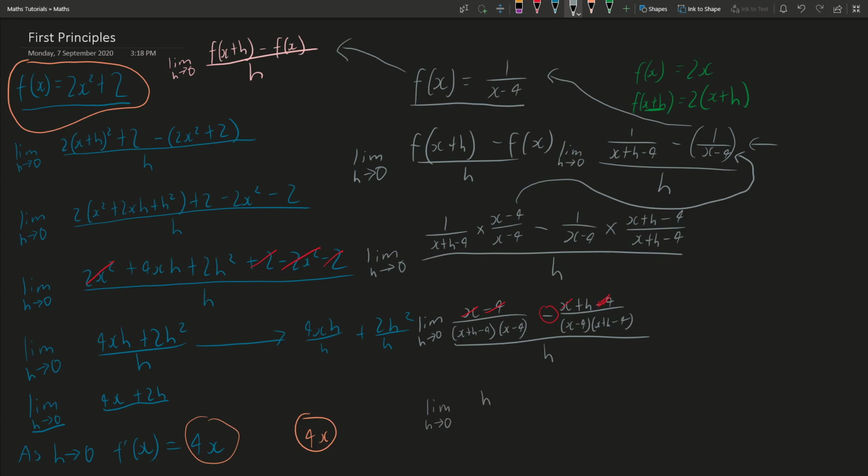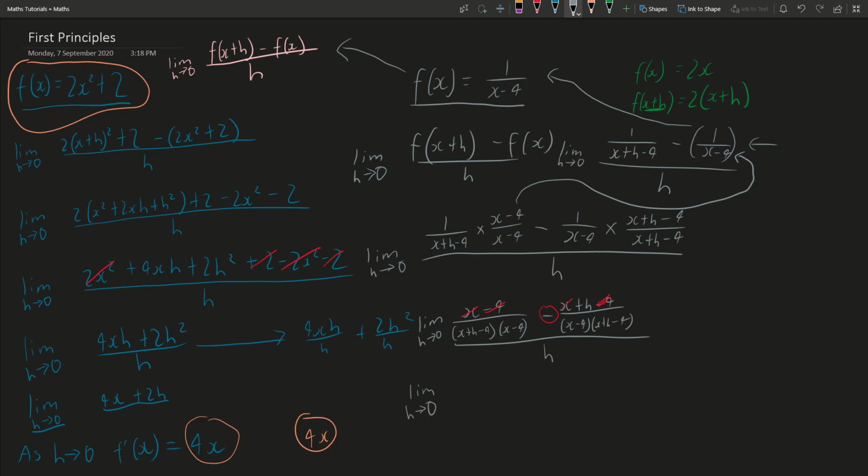Apologies, let's go back one step here. And let's change this to limit as h approaches 0.